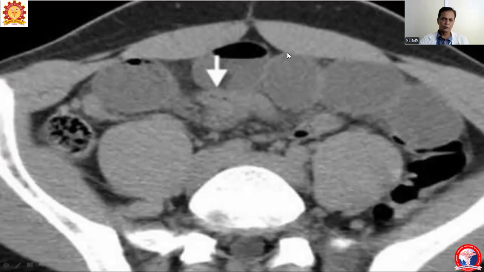But the small bowel loops are showing frank dilatation and a food-filled area. So there is a transition between this normal distal small bowel loop and these dilated loops. This is a case of small bowel obstruction.